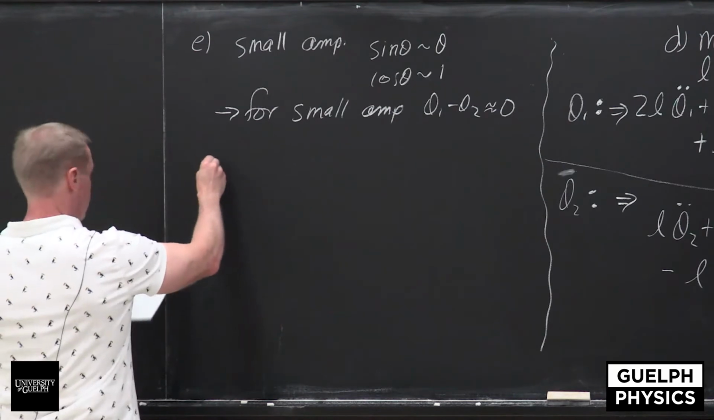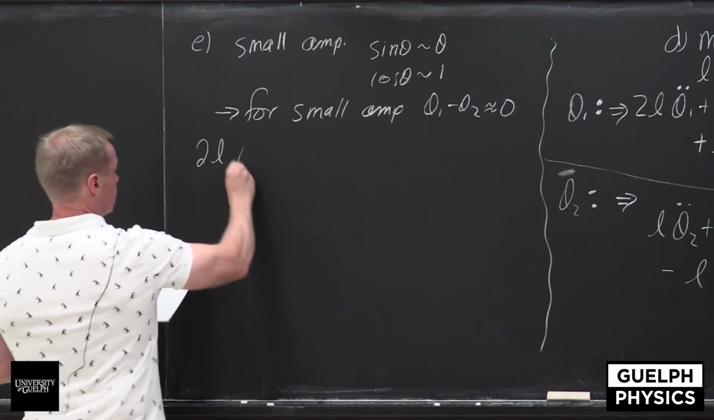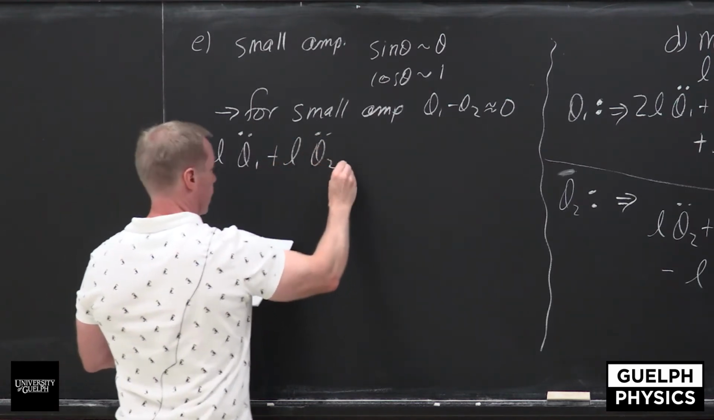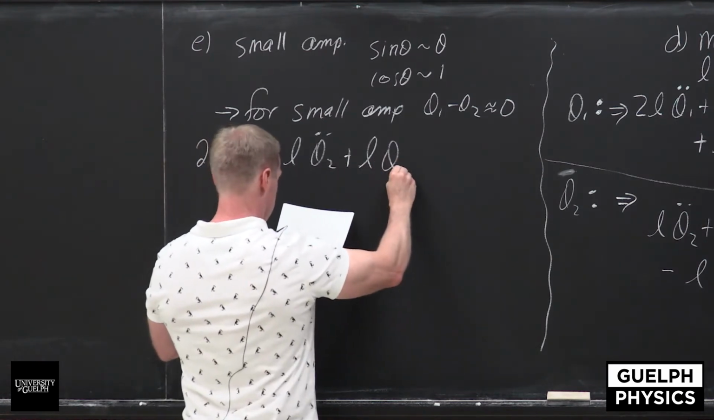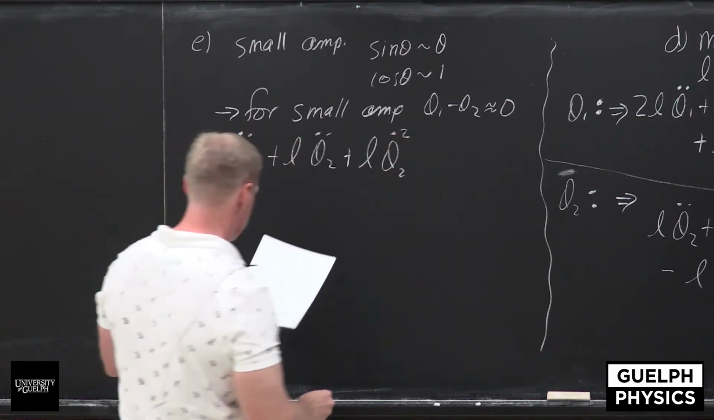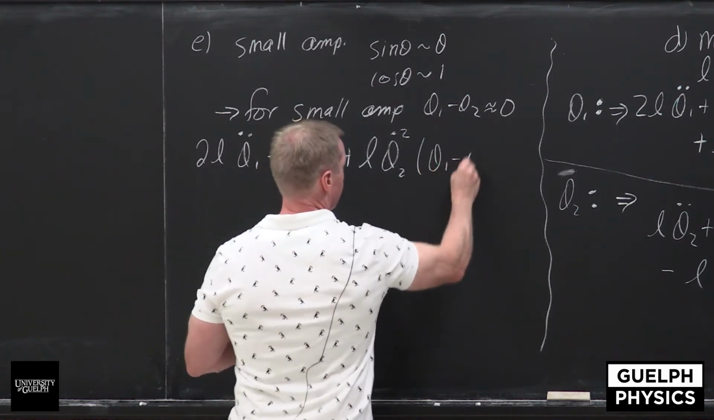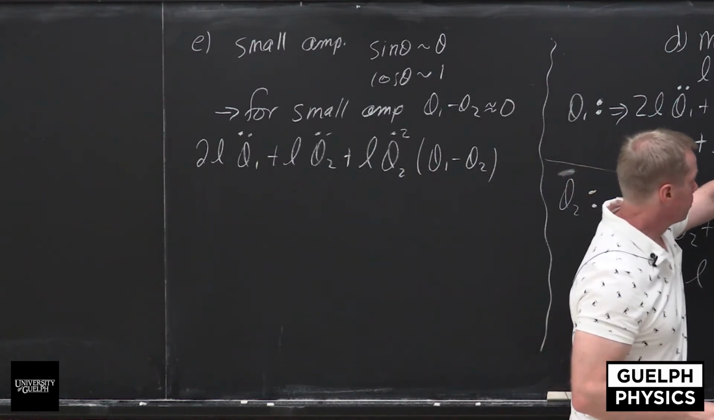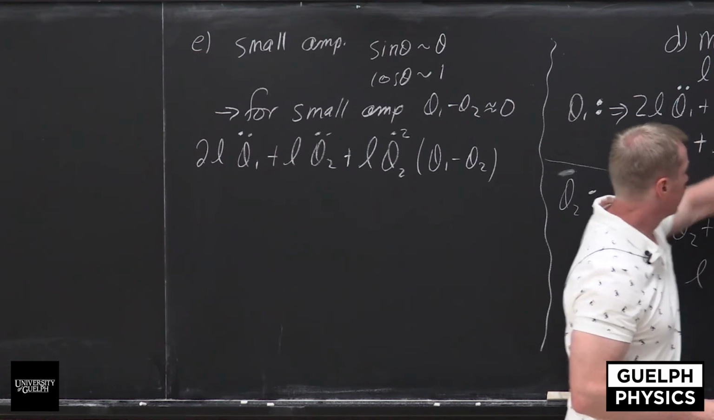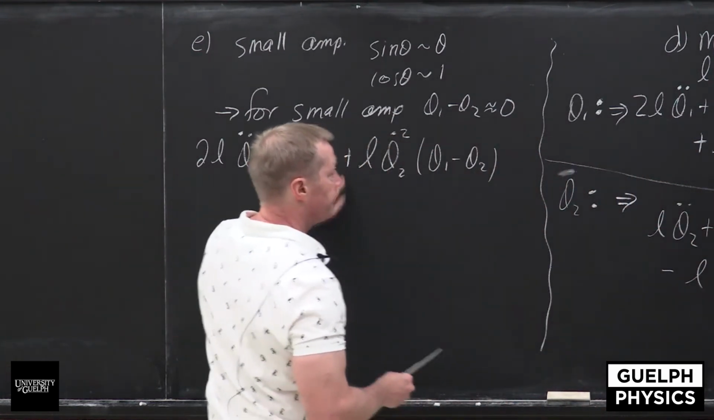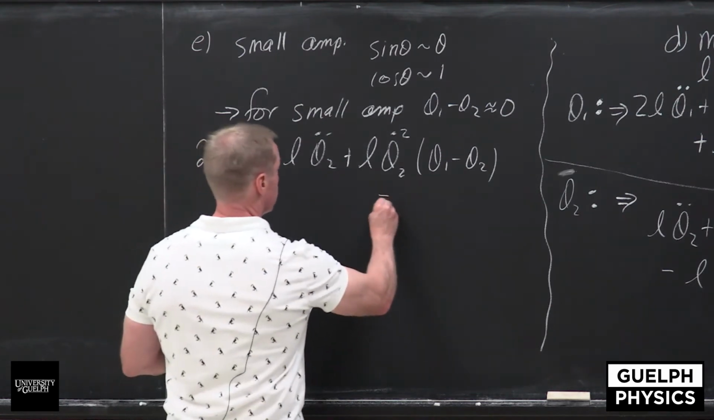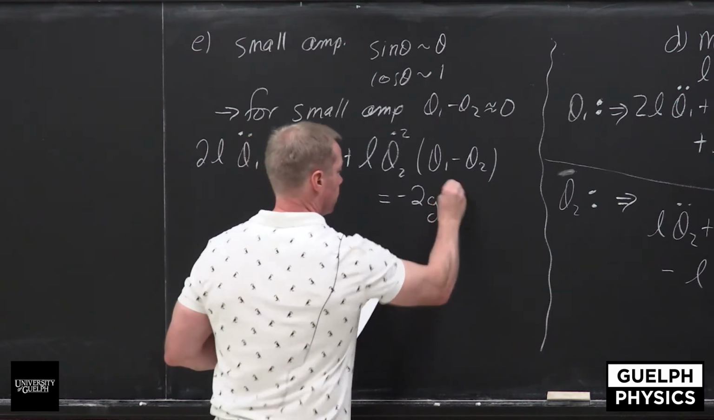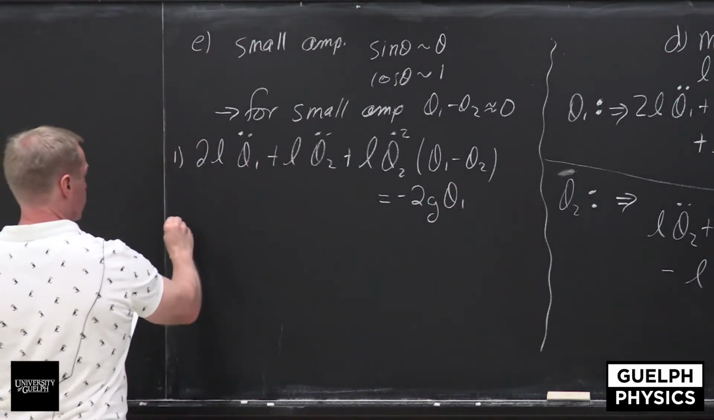So our two equations become 2L theta 1 double dot plus L theta 2 double dot plus L theta 2 dot squared, and then it's a theta 1 minus theta 2. I'm putting the expansion in explicitly for sine of theta 1 minus theta 2, and also cos of theta 1 minus theta 2 equals 1. And that equals minus 2g theta 1. So that's the first equation.